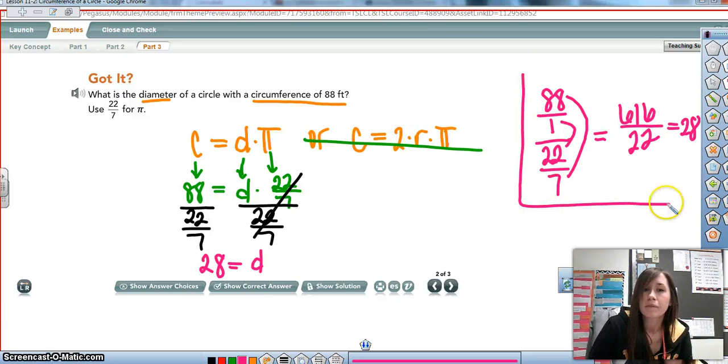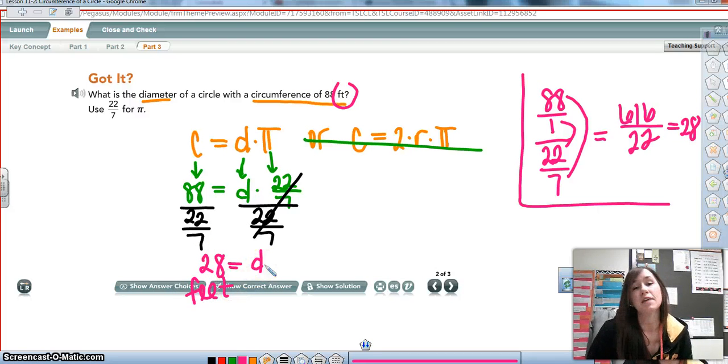In this problem, we are saying that diameter is 28, and in this problem feet, but it's probably not really exactly 28 feet, because remember, we were approximating this value for pi. So whenever we do calculations with circles and whenever we use pi, we have to do some rounding. So we're saying it's close to, it's about 28 feet, but it's good enough for our purposes.